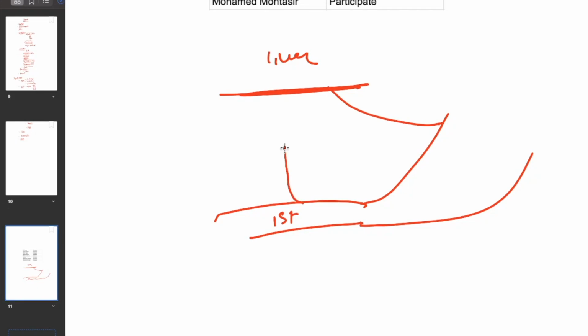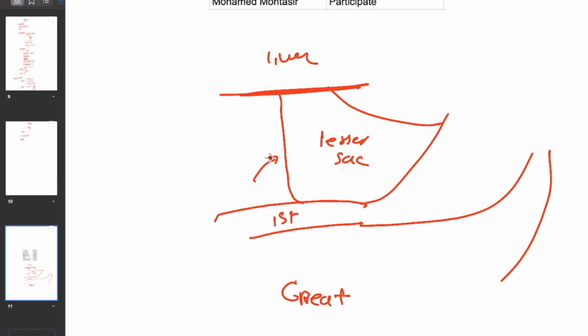So it will be going up like that. Behind the lesser omentum is the lesser sac, and all the way around in the abdomen is the greater sac. The foramen of Winslow is just right there. It goes behind; it's basically the entrance to the lesser sac, the connection between the lesser sac and the greater sac.